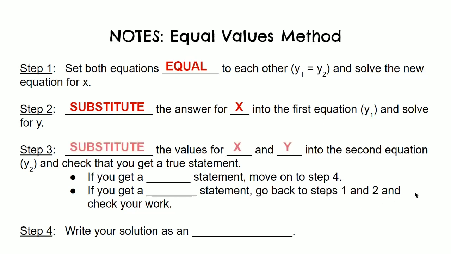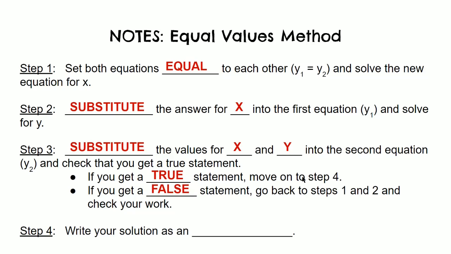So we're going to substitute the x and y values that we just found into the second equation and check that we get a true statement. If we do get a true statement, we're done. We found our solution. We know where the lines cross. We move on to the answer. If we get a false statement, we need to go back to steps 1 and 2 and check our math. We may have made an algebra boo-boo while we were solving for x, or when we substituted in to find y.